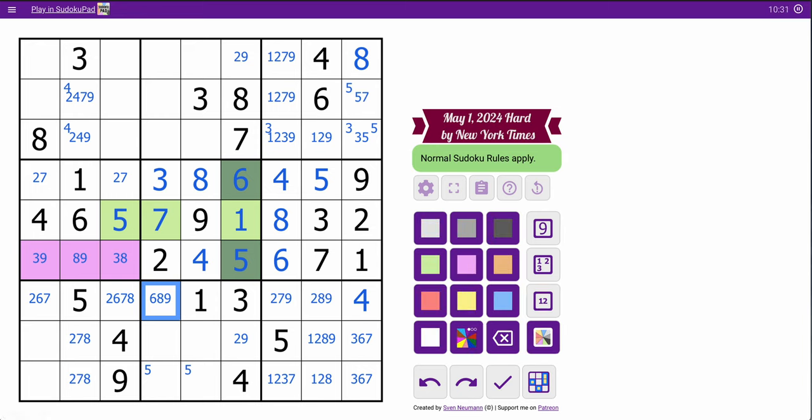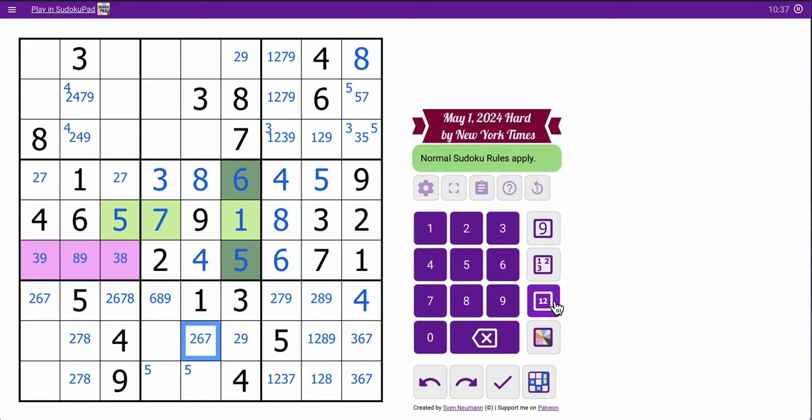Okay, column five has one, three, four, eight, nine. I need two, five, six, and seven. Left with something that doesn't do me a lot of good. Let's see. Okay, these two are rather restricted. They can't be one, two, three, four, seven. So they are strictly from five, six, eight, nine.